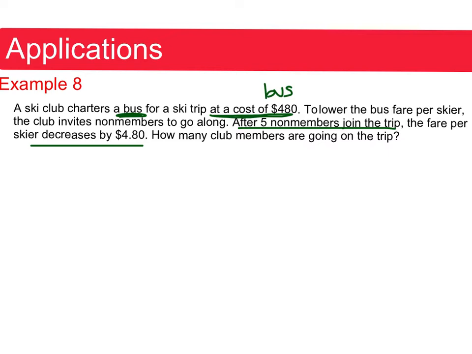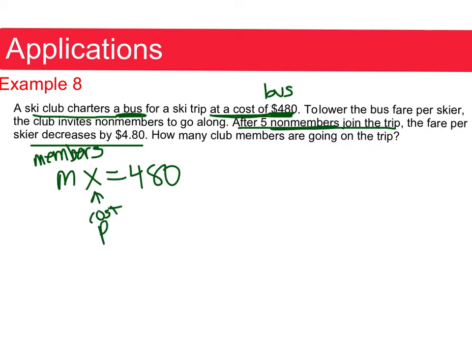So we started with a total for only club members. So for ski club members, cost $480. So for M, let's say the members, times whatever the cost is each person, that total was $480. So we have a couple of variables already. M is the members, because they said then after that they invite non-members. And then x is the cost per person.